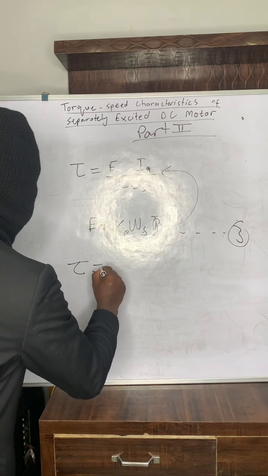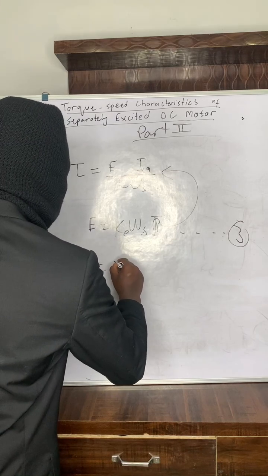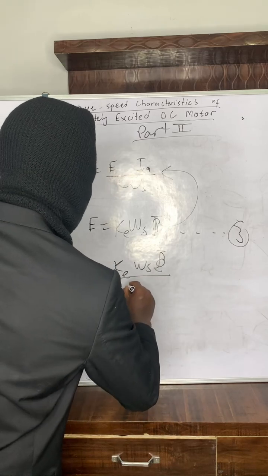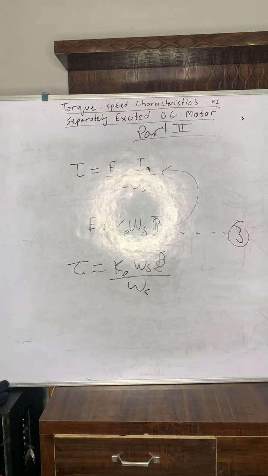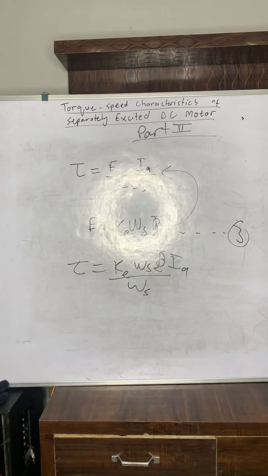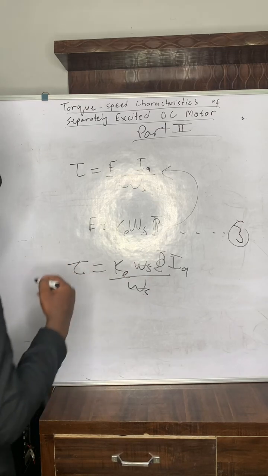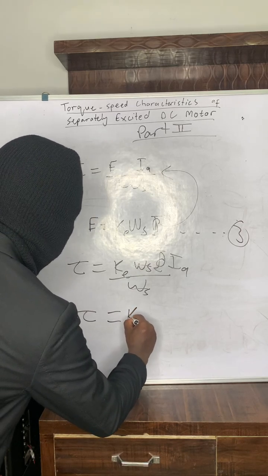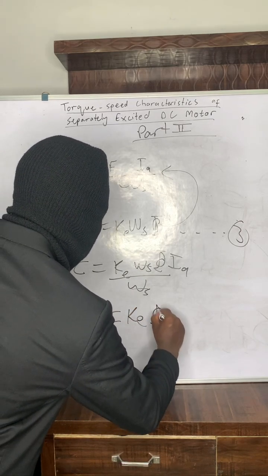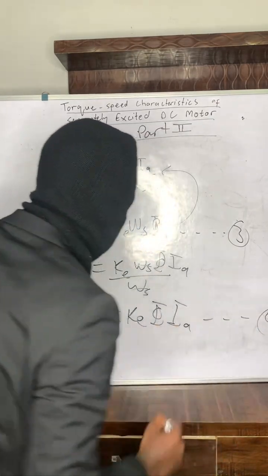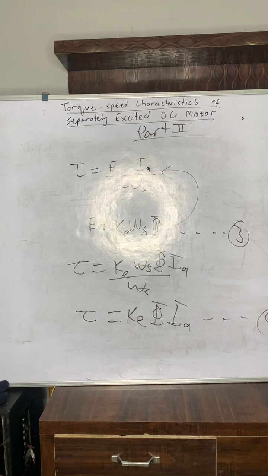We are going to be left with tau is equal to KE phi omega S upon omega S times IA. Omega S cancels with omega S. Then we are going to be left with tau is equal to KE phi IA. This is our equation 4. This is the equation of torque.